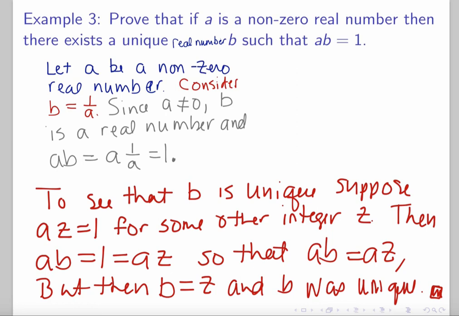So when we want to show that something's unique, we suppose that two things have that property, and then we prove that those two things are the same. In this case, we already had supposed that b had that property. We showed that it did. So now we're going to suppose that z has the property, and then show that b has to be equal to z.